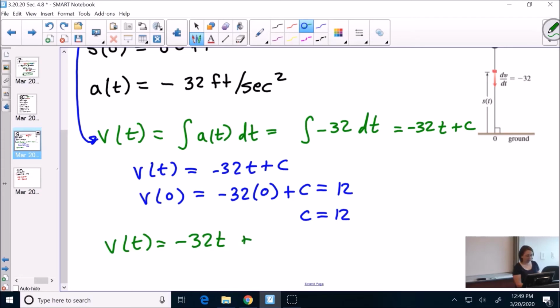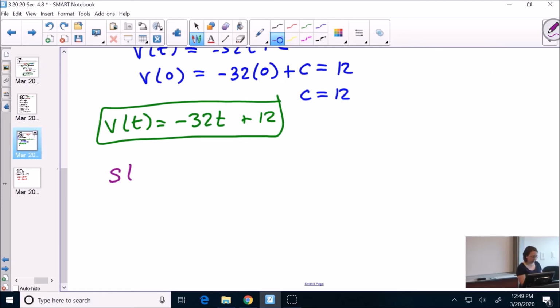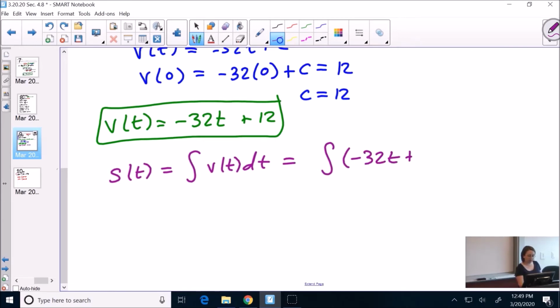32t plus 12 for our c. That is not the answer to the question. To get the answer to the question, we got to make it all the way back to x. So how do we get to x? We take the antiderivative of the v. So we need the antiderivative of negative 32t plus 12.